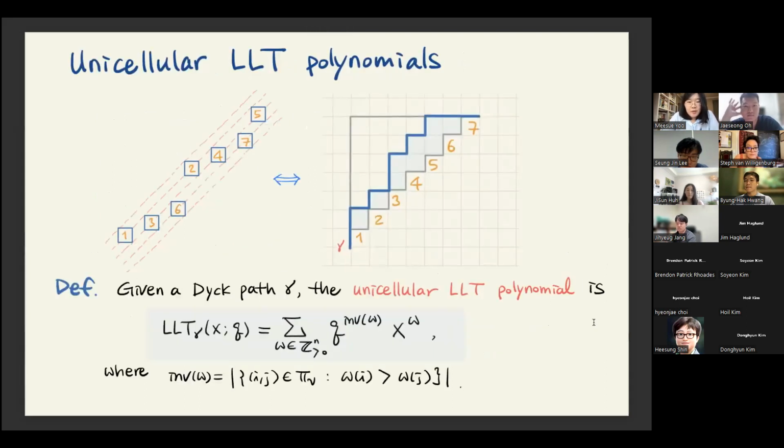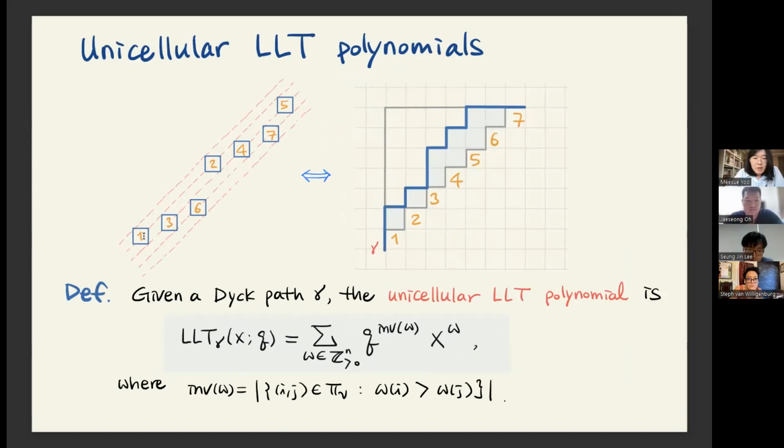So I'm going to consider unicellular LLT polynomials, which is the case when the skew shapes are all single cells. In that case, we can transfer this picture, the skew shape diagram, to the Dyck path diagram on the right-hand side. So the way we draw this Dyck path is as follows. If two boxes are in possible inversion position, then you put this cell under the Dyck path.